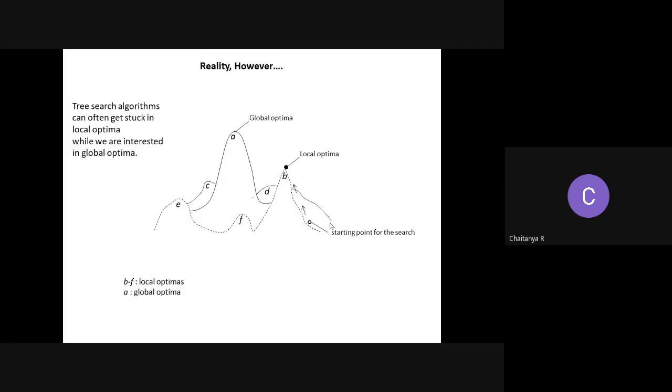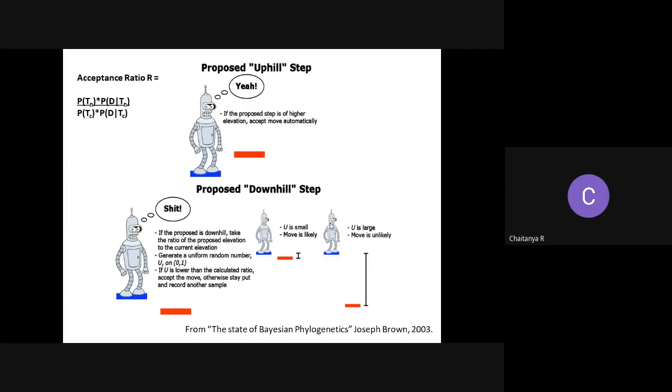Okay, now let's see how some of the programs fix this problem. Let's say this robot here represents your Markov chain. What will the robot, or the Markov chain, do for the proposed uphill step? If the proposed step is of higher elevation, it will accept the move automatically, which means if the proposed step is to a tree with higher posterior probability than the current tree, it's a no-brainer. I will just move. However, what happens when the proposed step is a downhill step?